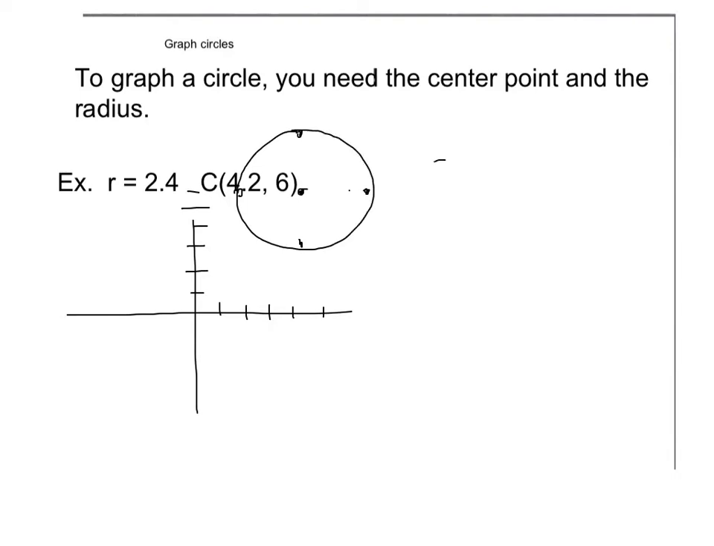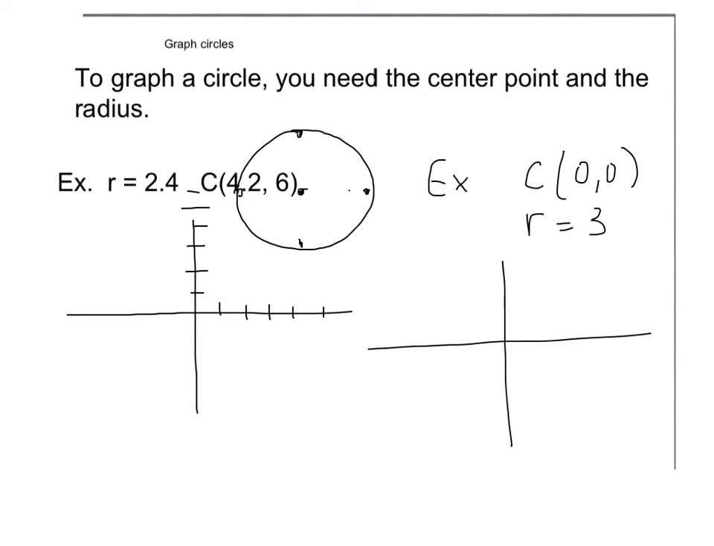If I had another example where I have the center at (0, 0) and a radius of 3, that would be really easier to graph. Put this here and then just go out 3, 3, 3, and draw a circle.